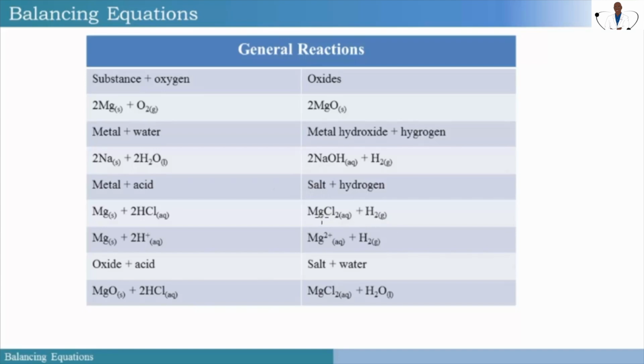Here we have 1 magnesium, 1 magnesium. For Cl, over here it was 1 initially, so we put 2 in front of the HCl to get 2Cl. 2 H's, over here we have 2 H's, and so now we are balanced.